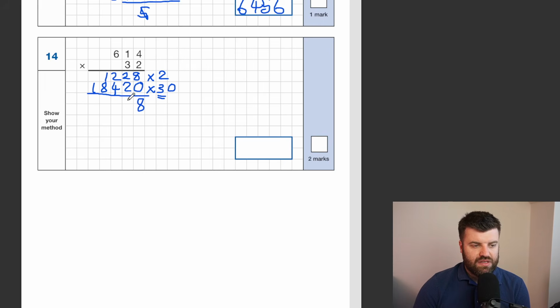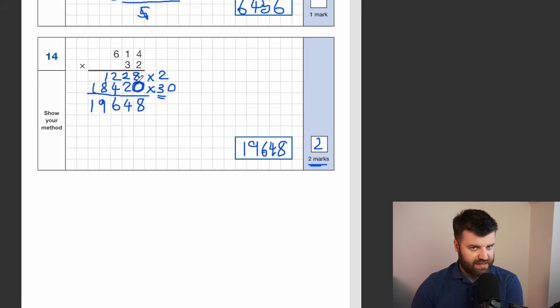So I get 8 in the ones, 4 in the tens, 6 in the hundreds, 9 in the thousands, and 1 in the 10,000s. We get 19,648. And you might notice this is worth 2 marks. To get 2 marks, you get the right answer. Boom. To get 1 mark, you have to do all of the working out, but have made 1 arithmetic error. That does not count for getting your 0. If you forget this placeholder 0, you will get nothing. That's not an arithmetic error, that's an understanding error.